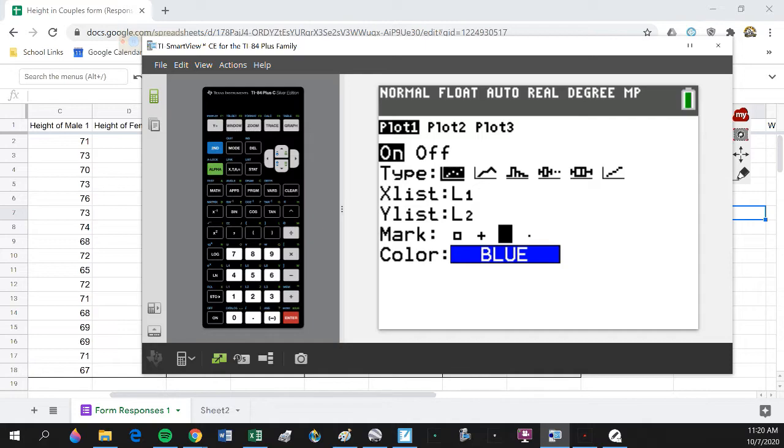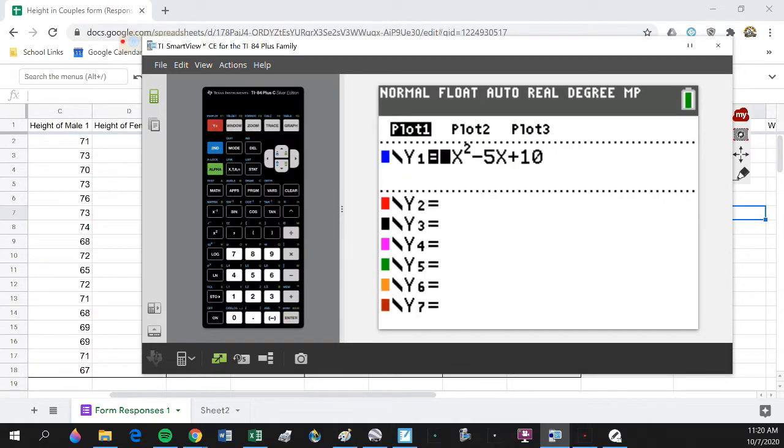Everybody push y equals. If you have an equation in your calculator, clear it out. Notice above y equals, my plot 1 is now highlighted. So you can turn your scatter plot on and off right here by just clicking plot 1. You don't have to go in every time and set up that plot 1. It's defaulted at x is L1 and y is L2.